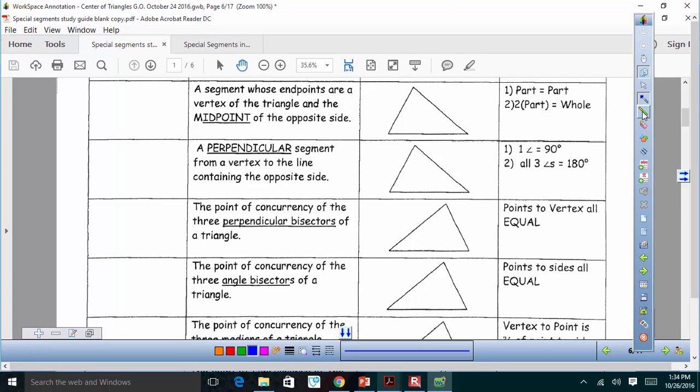Okay, what about a segment whose endpoints are on the vertex of the triangle and the midpoint of the opposite side? So what? A median. So if I was to draw an example of that, it's got to hit the center of this side. So I'm going to find the midpoint of this, and it has to go to the vertex. And so if it hits the center, that means that this side and this side are congruent.